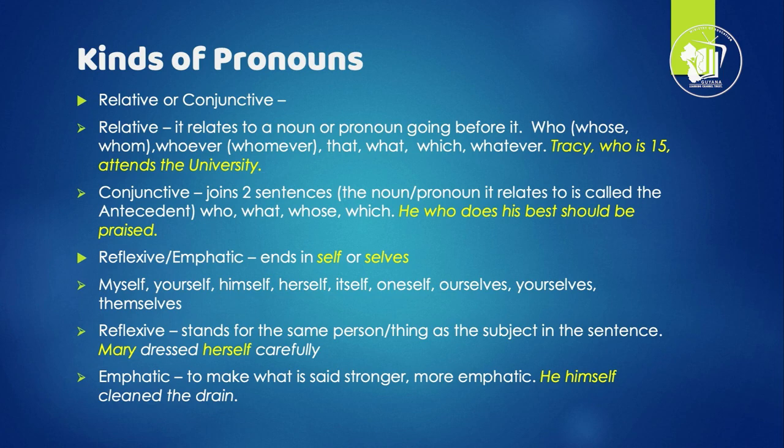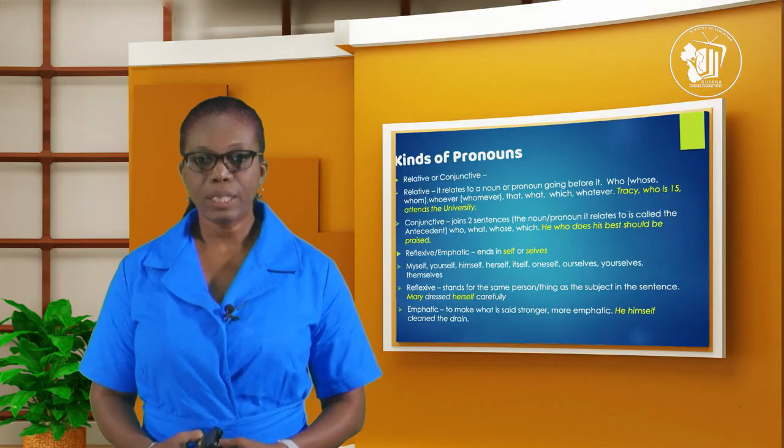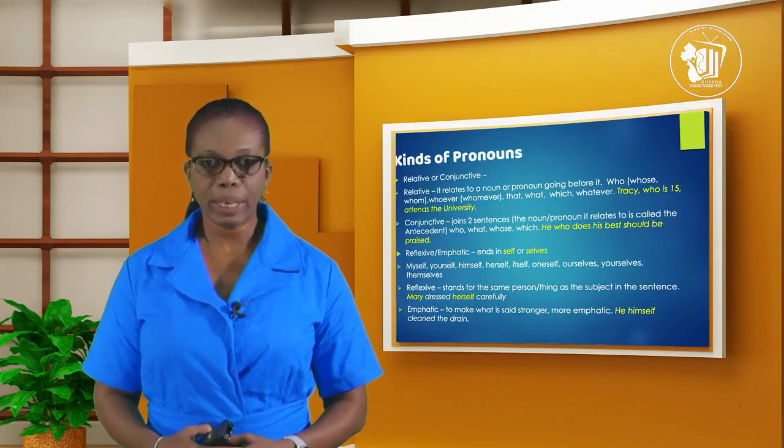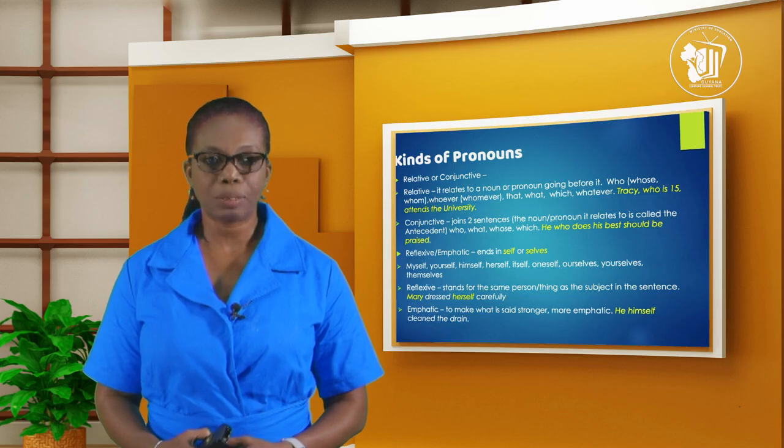The conjunctive pronoun joins two sentences. The noun or pronoun it relates to is called an antecedent. So, conjunctive pronouns are who, what, whose, and which. In a sentence, he who does his best should be praised.